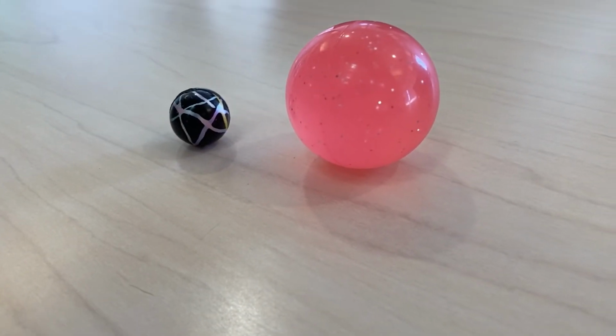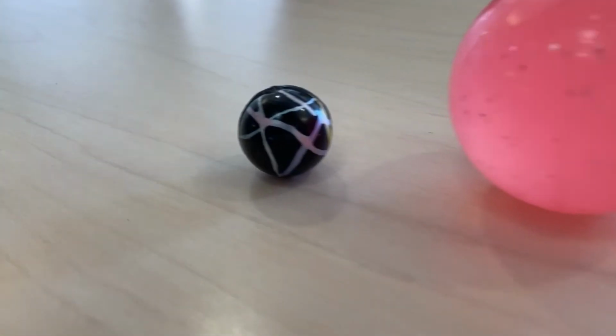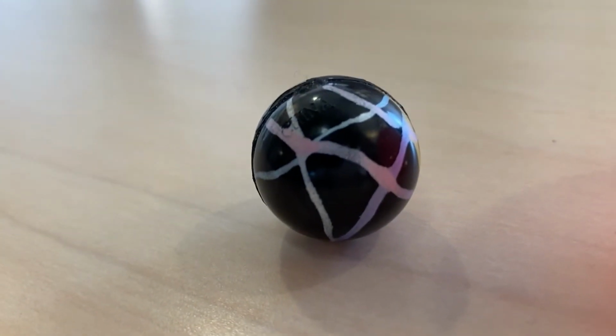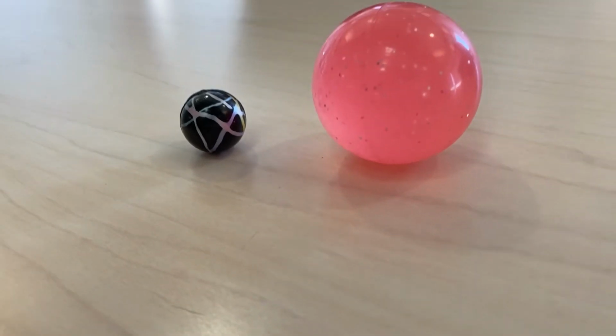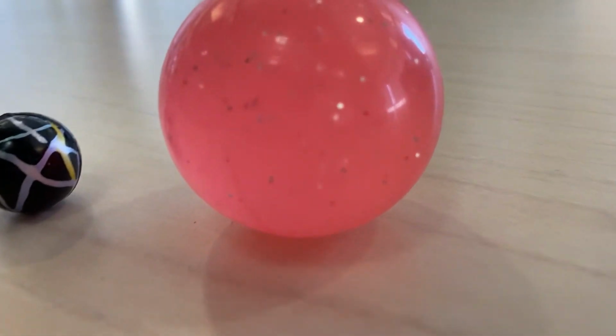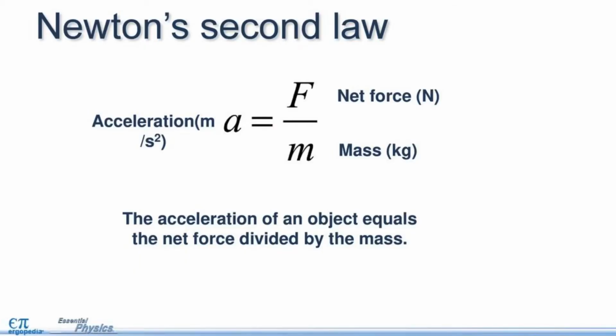A lightweight bouncy ball with a mass of 10 grams and a heavier bouncy ball with a mass of 82 grams were observed throughout this experiment to test Newton's second law of motion and the concept of free fall. In order to solve for their accelerations, we use the formula a equals F divided by m.